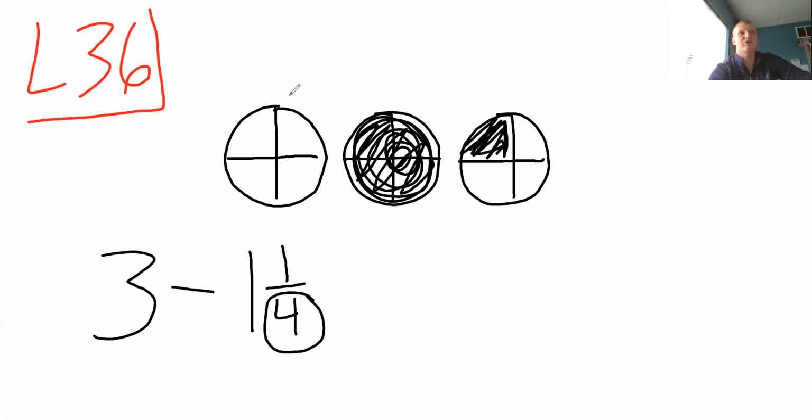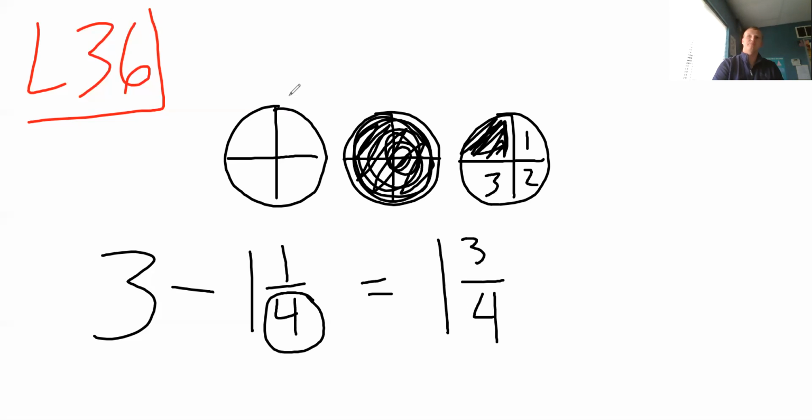So what am I left with that's not shaded in, Grace? Yep, 1 3/4, because we have this entire circle, and then we have 1, 2, 3. So it'd be 3/4, 1 3/4.